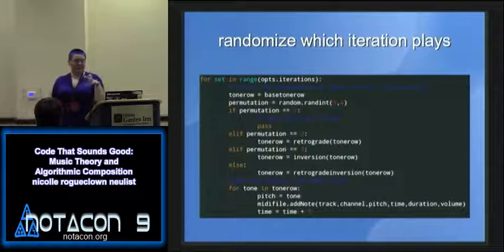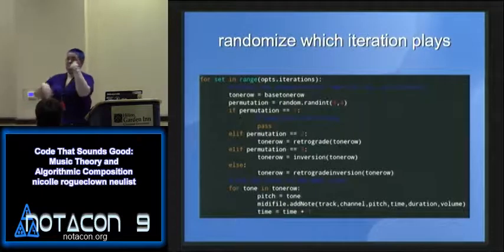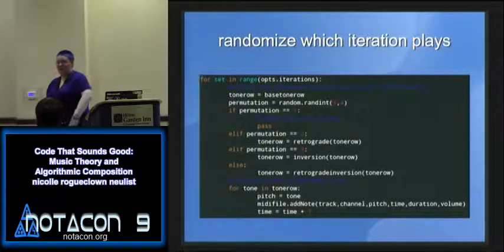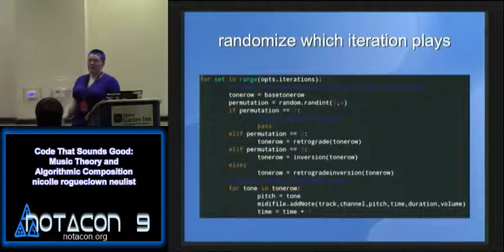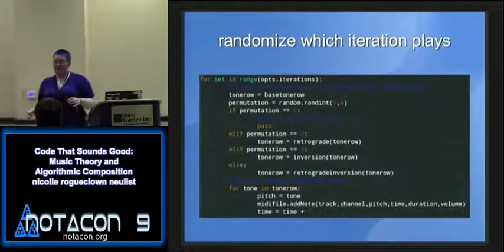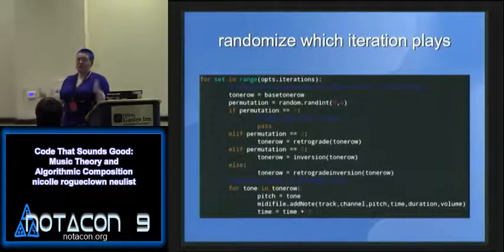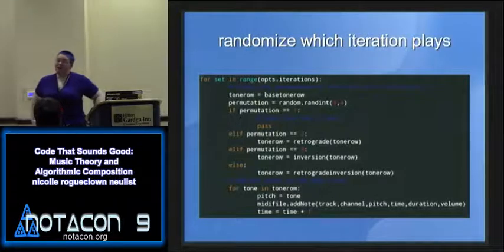If it's something randomized, which a lot of this code is, then it goes through, randomizes for that one time, writes it to the file, and once you've written the Python script, you have a MIDI file. Then you can play it through whatever MIDI synthesizer you have running on your computer.